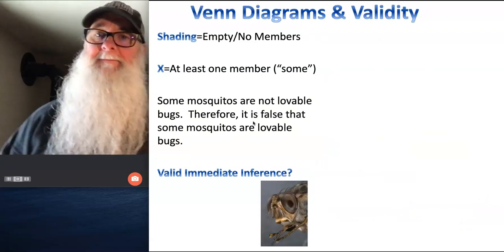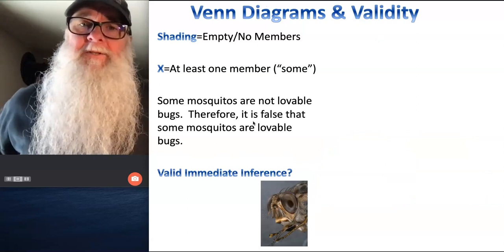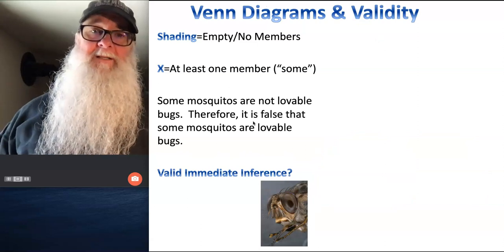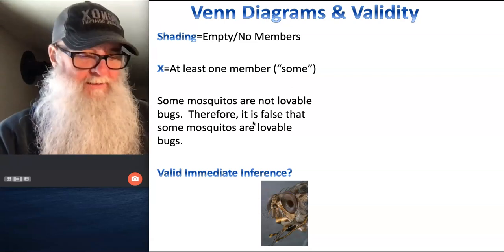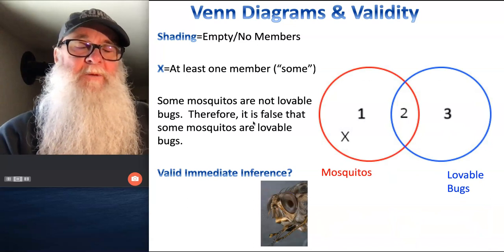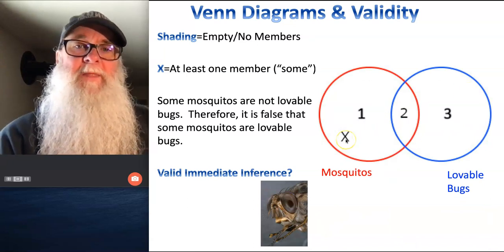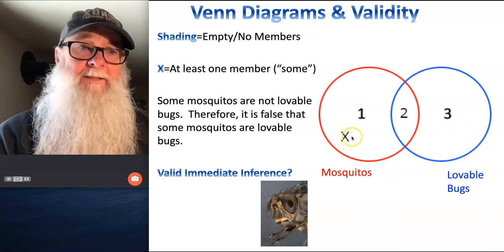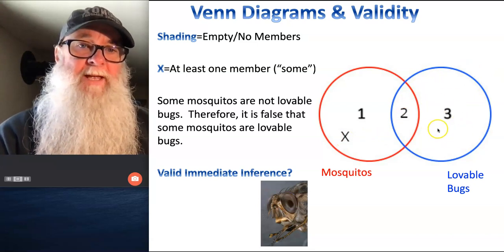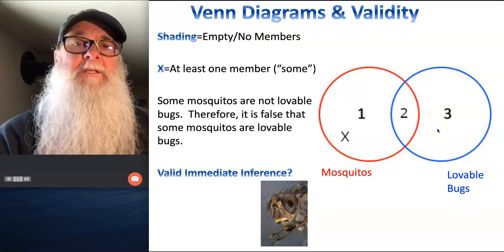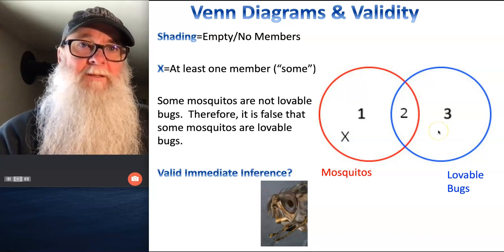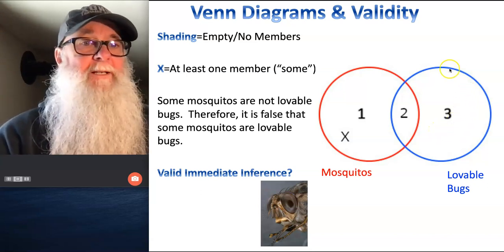Now take a look at this argument. Some mosquitoes are not lovable bugs. Therefore, it is false that some mosquitoes are lovable bugs. So again, we create our Venn diagram. We mark an X over here in area 1. That shows that some mosquitoes are not included in the lovable bugs category. And then we ask ourselves this, does this diagram show that it's false that some mosquitoes are lovable bugs? And the answer is no, it does not show that.